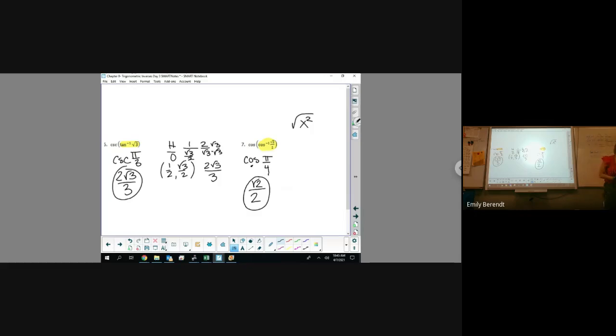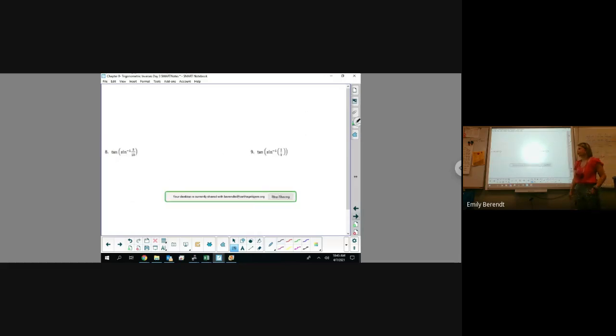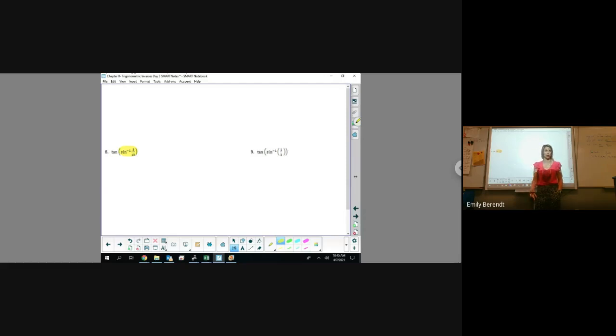And all of these examples have been nice because all of the angles and all of the ratios have been located where? On the unit circle. But that's not always the case. The tangent of the inverse sine of 5/13. Are we on the unit circle? Is 5/13 on the unit circle? No. So you have the inverse sine of a positive ratio, right?